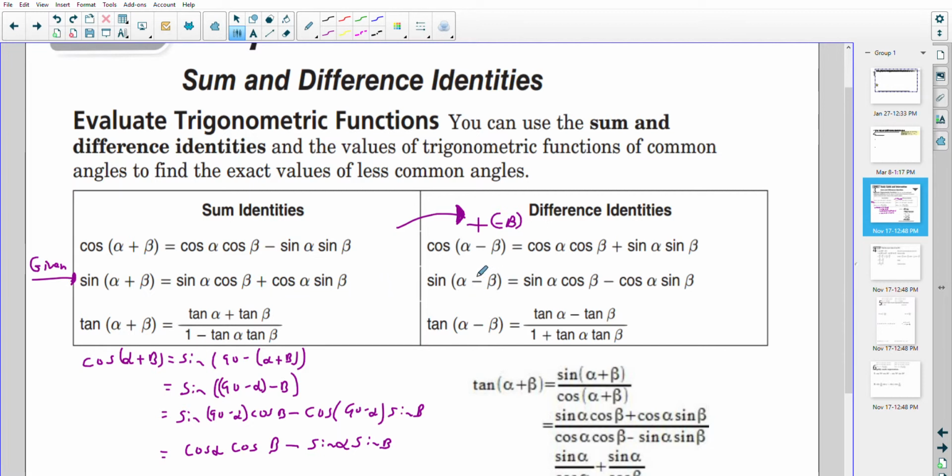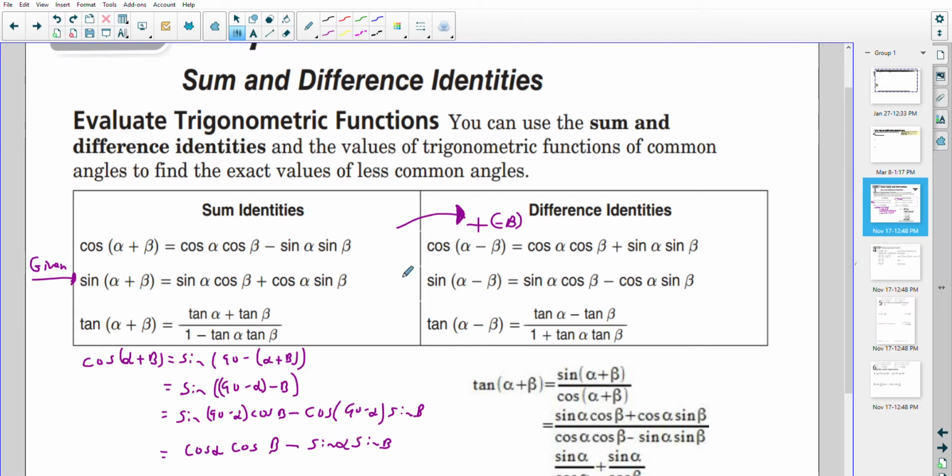To go to the subtraction identity, or the difference, all you have to do is understand that it's a plus negative beta. So I'm going to substitute in negative beta for my beta. If you did that, the cosine of negative beta is just equal to cosine beta because it's an even function. That's why the sign does not change here. And the sine of negative beta equals negative sine beta because it's an odd function, and that negative would come out front. So that's how you're able to convert between the two, using even and odd functions.